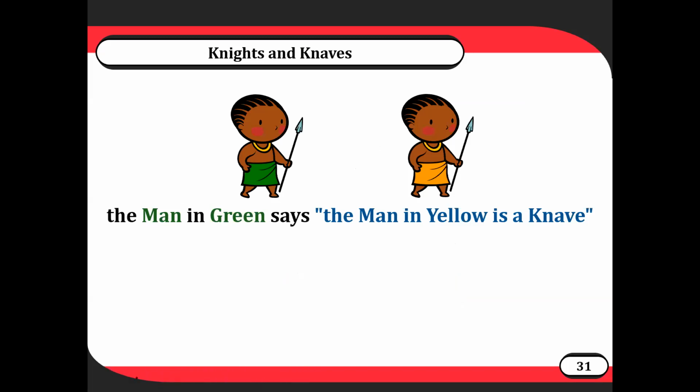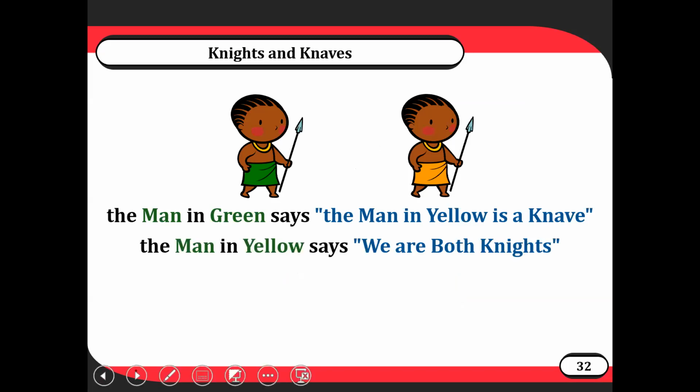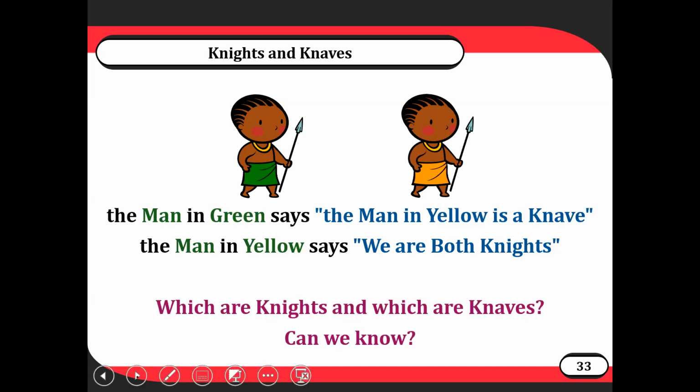To start with, the man in green says the man in yellow is a knave, and the man in yellow says we are both knights. Now we have a little bit more information, and we want to use this and solve this problem systematically. Maybe you've heard this riddle before, and if not, maybe you could think about it for a little bit and figure it out. But we don't want to rely on intuition. Intuition is probably going to work in this case because it's a simple problem, but our goal here is something more systematic, something a computer could do just by following a sequence of instructions. So how can we figure out which is a knight and which is a knave?